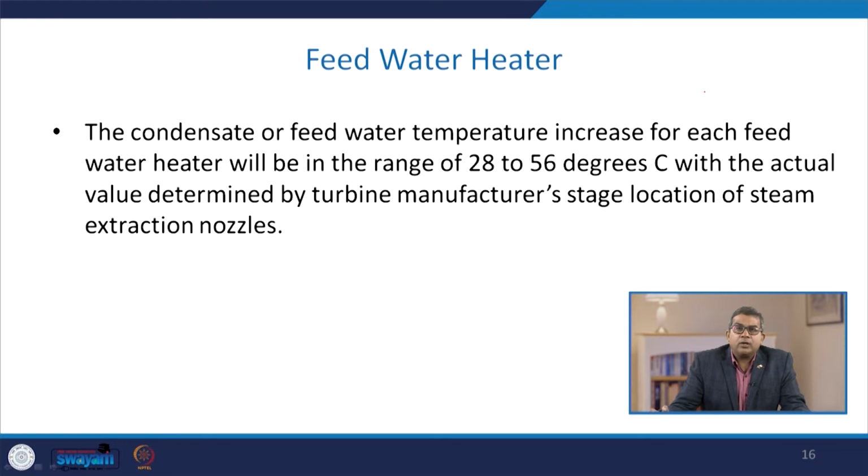The condensate or feed water temperature increase for each feed water heater will be in the range of almost 28 to 56 degrees Celsius, with the actual value determined by the turbine manufacturer's stage location of the steam extraction nozzle. Depending on the turbine size, some turbines offer alternate numbers of extraction nozzles, with usually a choice of using the highest pressure extraction nozzle. The selection of the total number of feed water heaters to use should be based on the economic evaluation or economic feasibility.